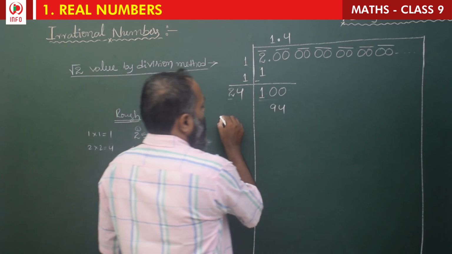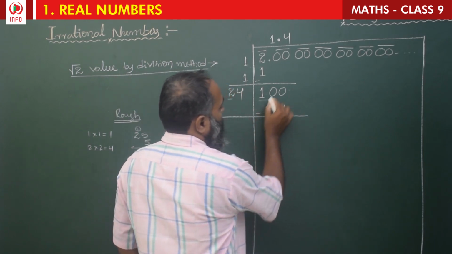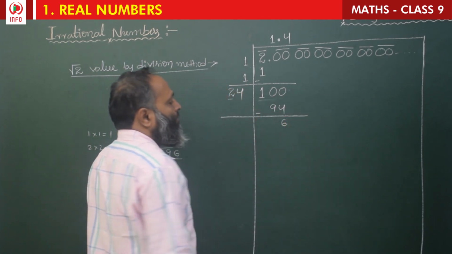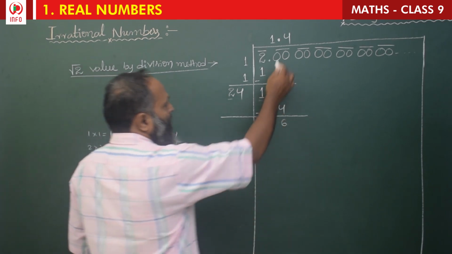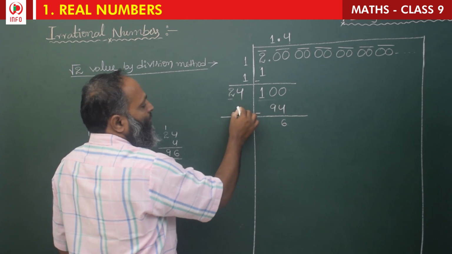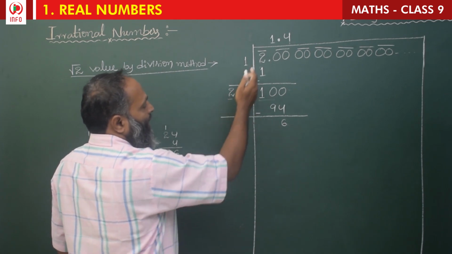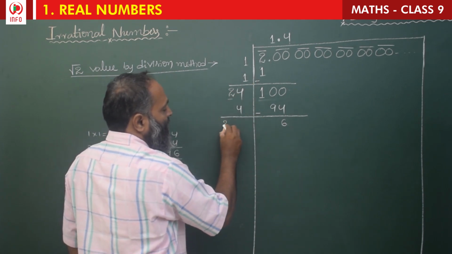Then after that, subtract. You will get 4 here. On each and every step we should add the quotient we are getting. So 4 we got, so 4 we should add: 24 plus 4 that is 28.